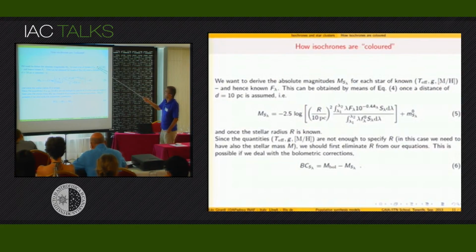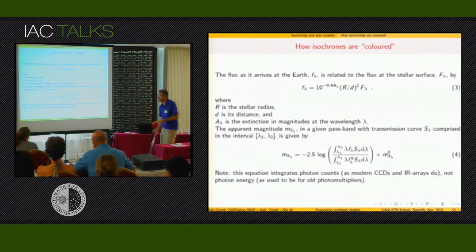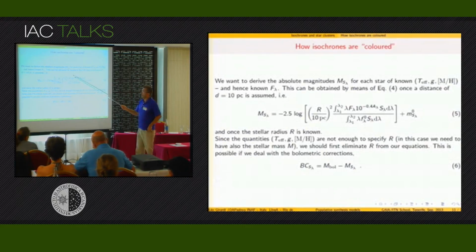So what we want to do is to derive the absolute magnitudes for all stars in our isochrones. But in the database of synthetic spectral stars, we have F lambda as a function of effective temperature, gravity, and metallicity, usually. If you simply write the equation for the absolute magnitude of a star, we just put our star at a distance of 10 parsec. That's the definition of the absolute magnitude of the star: the magnitude that a star has at a distance of 10 parsec. We simply put that in the previous equations and get this formula, which is simply derived from the previous one.